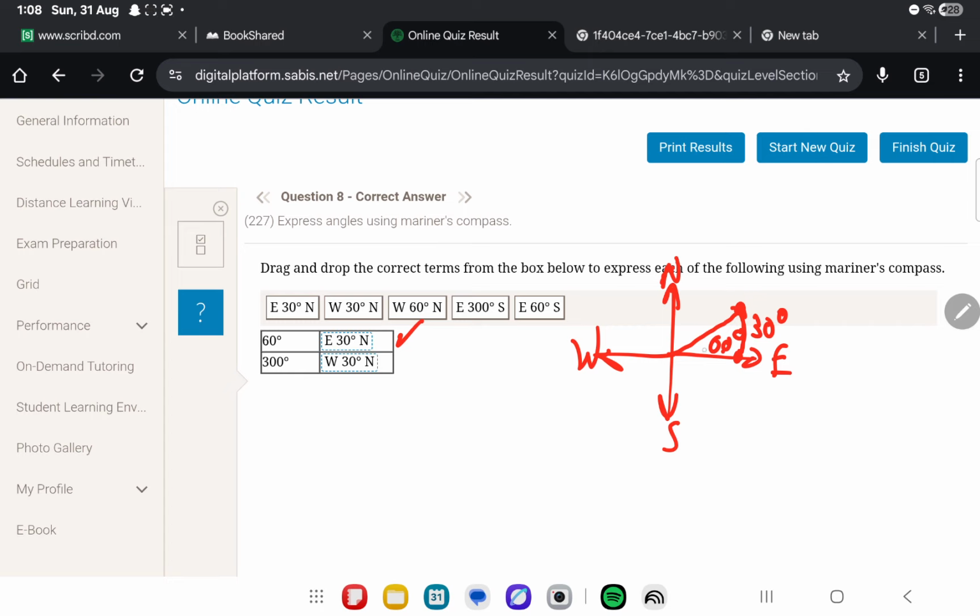300 degrees, so we're going to start off, we're going to remove this now. Okay, so 180, 270, 300 somewhere here. So this all is 300 degrees. This can be written as west 30 degrees north. Wait, what? How? One second. West 30 degrees north would put it here.